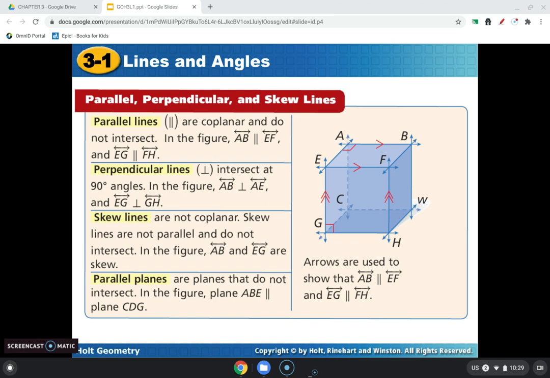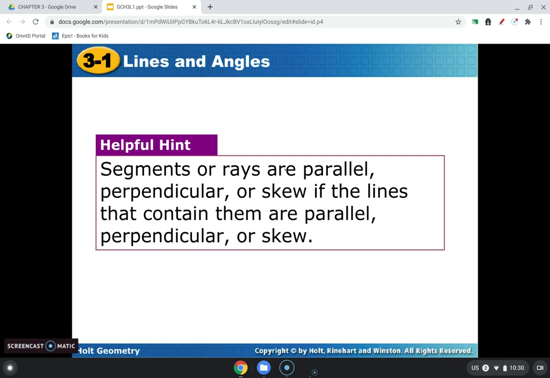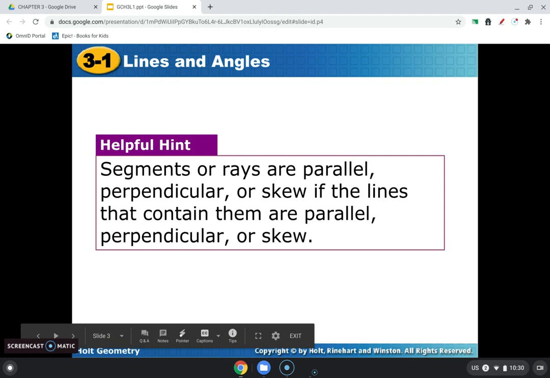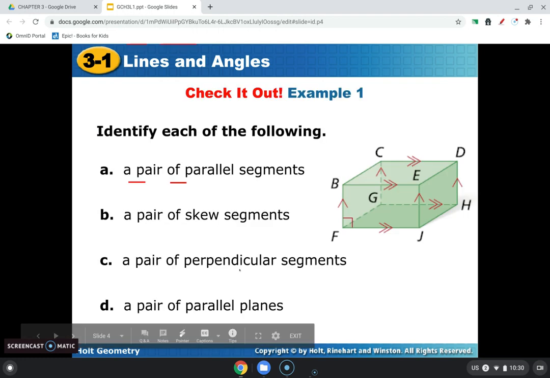And then parallel planes, planes that do not intersect. Remember, we use three letters to indicate a plane. So ABE and plane CDG. There is no D on there. That's interesting. So ABE and plane CWG would be parallel planes, kind of the top and the bottom, the sides, some different examples. All right. Segments or rays are parallel, perpendicular, skew if the lines that contain them are also parallel, perpendicular, or skew.